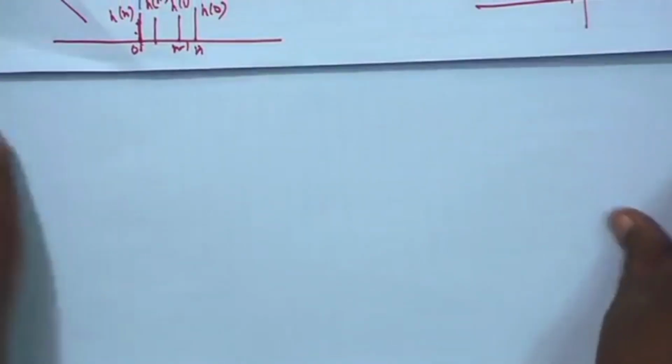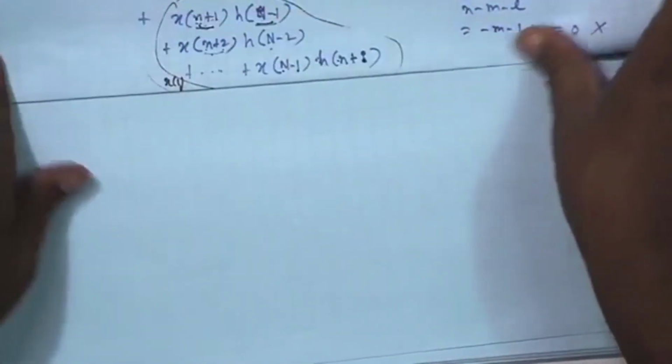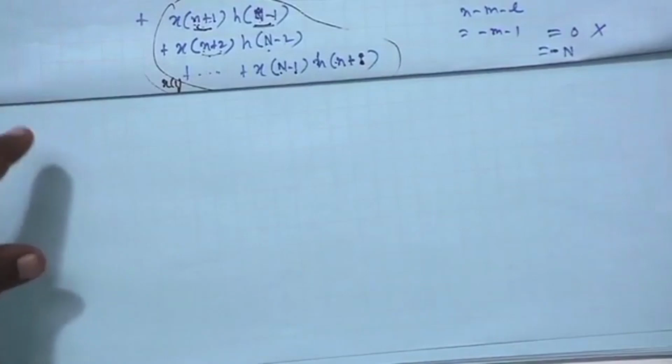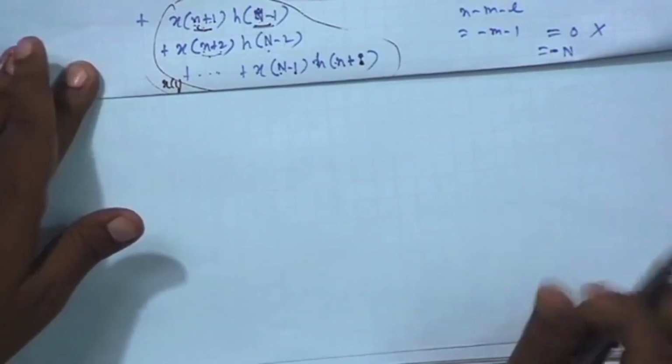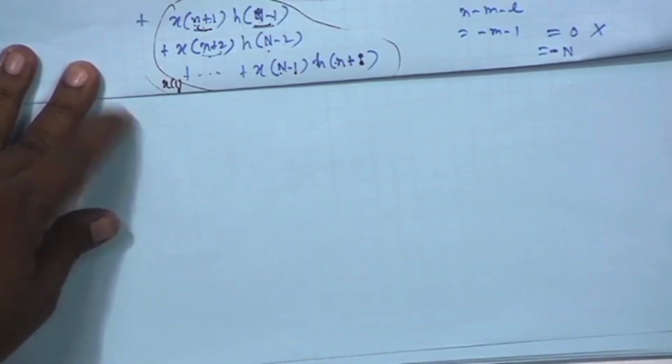So, suppose, remember this is my expression, this plus this. How to calculate it graphically, I am showing you. Earlier I showed the graphical way of doing linear convolution. Now, I will show the graphical way of doing circular convolution, that is, this whole summation.